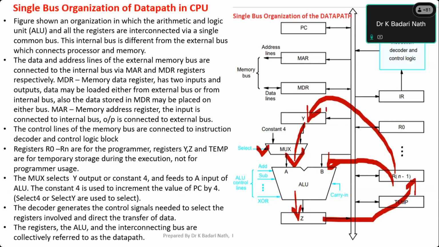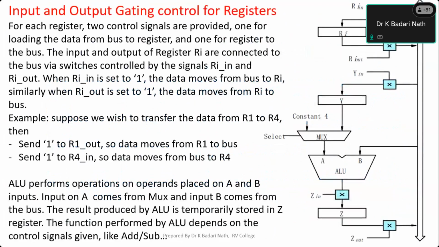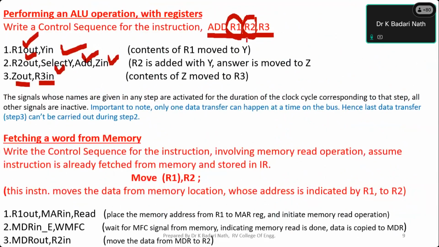So who will generate all these control signals? The decoder will generate. So how does it know that? It knows by looking at the instruction. By looking at an instruction, it generates Z out, R out, R in, R out. All the signals will be generated for every clock cycle by this logic. That we will see at the end of the session, how we can generate all these signals. So now we have finished the control sequence for one instruction.